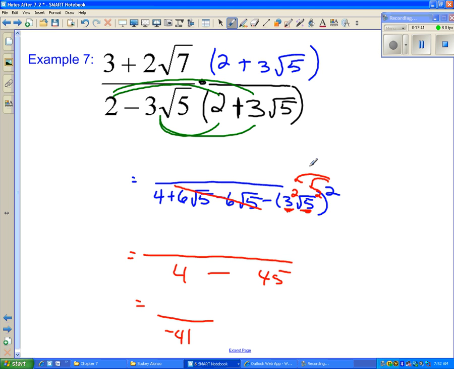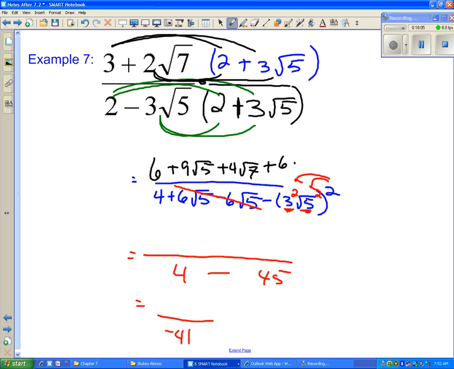Let's try the numerator. I really don't care what the numerator looks like. I just have to FOIL it out. My first, 2 times 3 is 6. Outer, 3 times 3 square root 5 is positive 9 square root 5. Inner, 2 square root 7 times 2 is positive 4 square root 7. And last, 2 square root 7 times 3 square root 5 is positive 6 square root 7 times 5, which is 35.